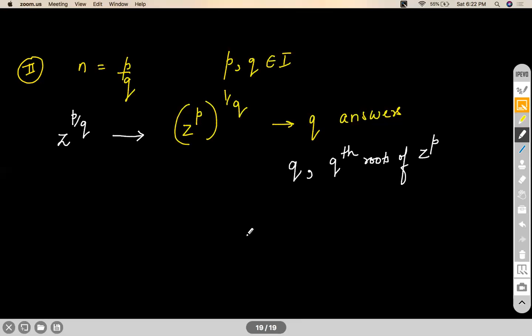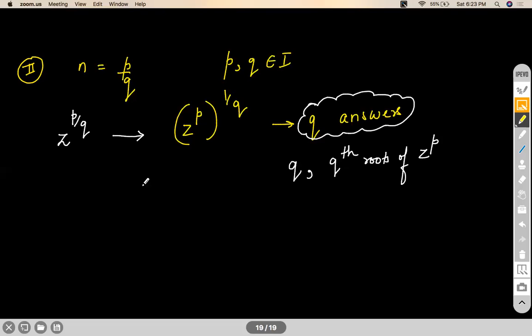Okay, so under this particular discussion, we are going to learn how to find these q answers. Not one, not two, but q. For example, if you're raising it to the power of 3 by 4, then you'll get 4 answers out of it. If you're raising it to the power of 1 by 5, then 5 answers will come out of it. So how to get those 5 answers? Let us try to understand that.